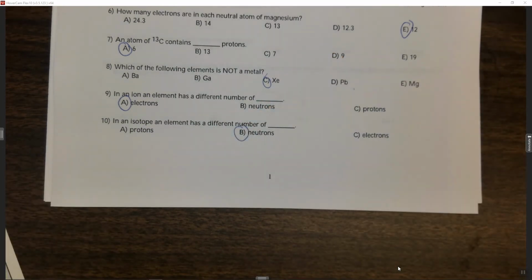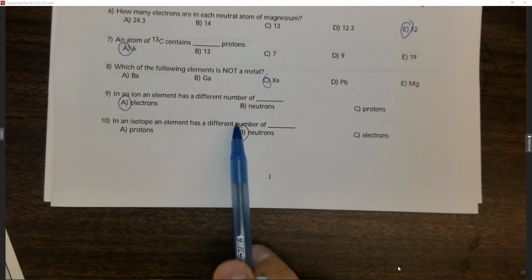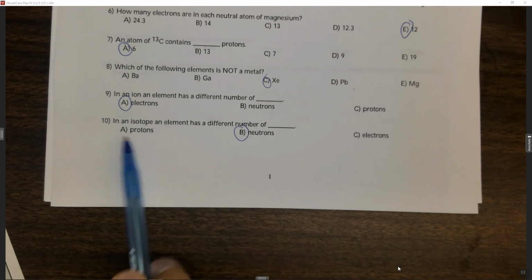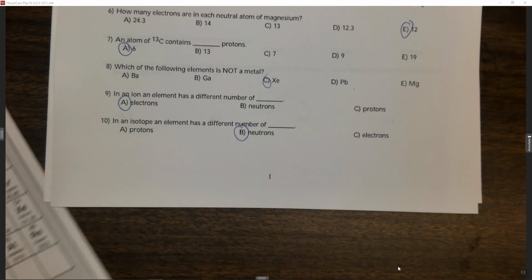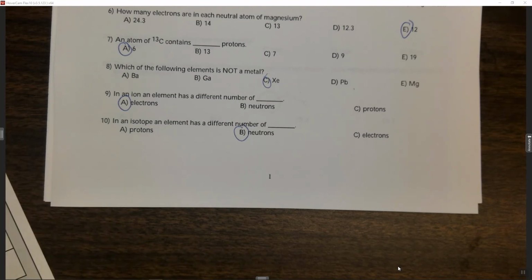Remember, the neutrons and the protons have mass. So having a different mass number means a different number of neutrons. If you have a different number of protons, it's a totally different element. So this is how we have isotopes. Again, this is a very brief description, and if you missed class that day, please make sure you do watch the lecture video that goes over this information.